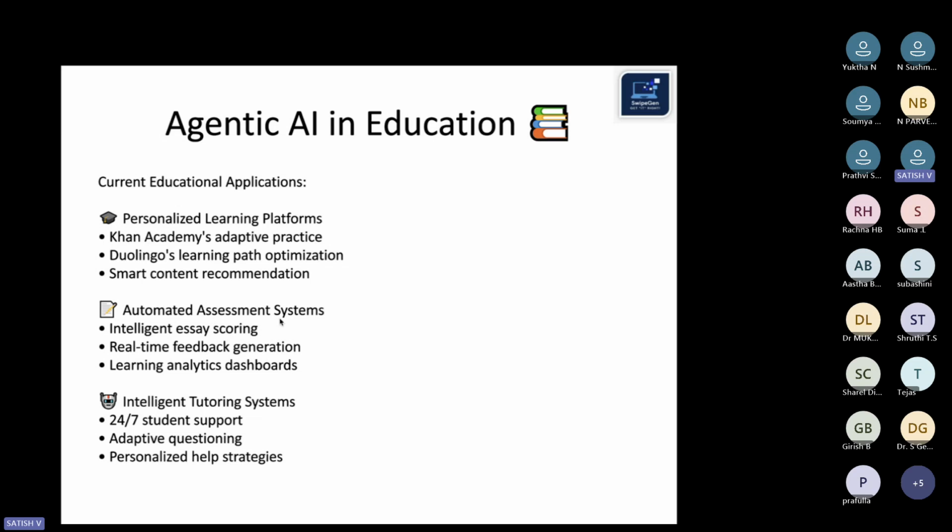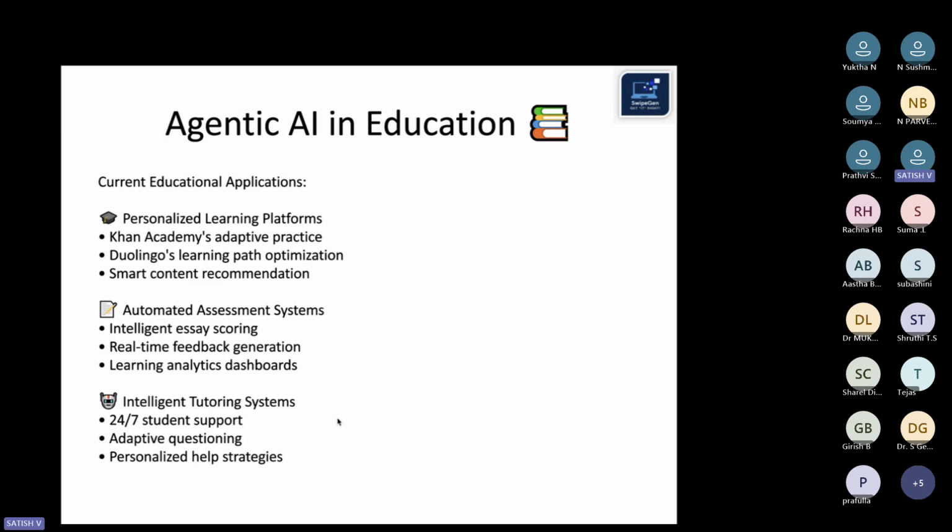Then automated assessments, like intelligent essay scoring. Say there are essays written, pages together, from let's say 120 students, and you want to evaluate all of them. Doing that manually is very hectic and time consuming. So you just give it to AI and it will score it for you based on the constraints that we discussed. Then real-time feedback generation: sometimes as mentors, you need to give feedback to the students, and that can also be generated based on whatever metrics you have.